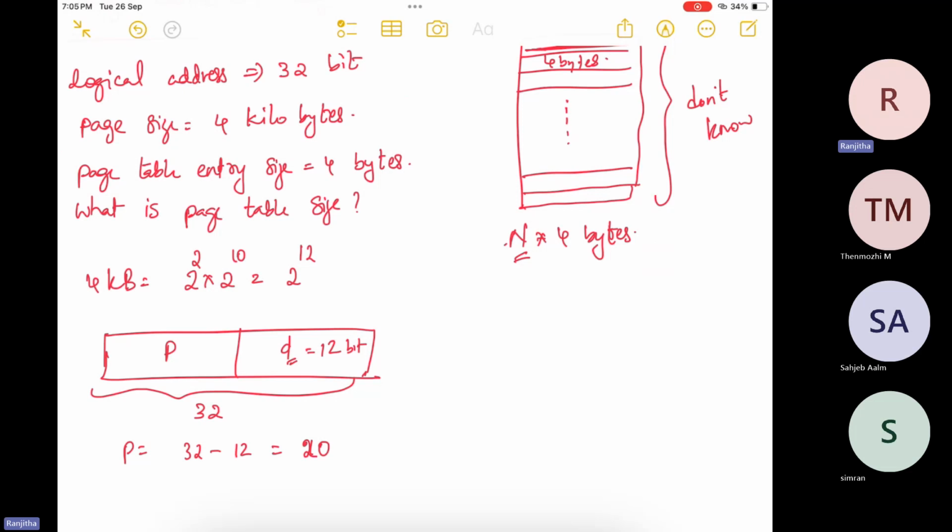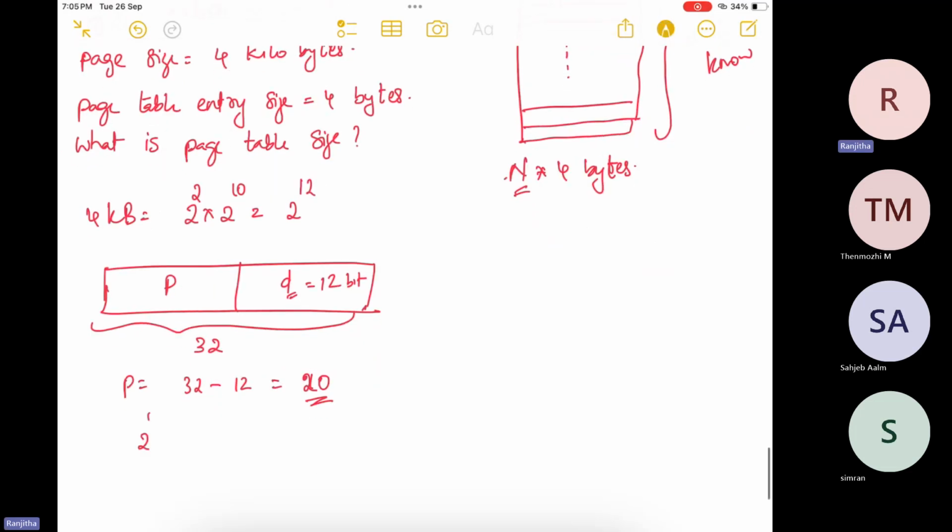Okay. So with 20 bits, we can have 2 power 20 different pages. We can address 2 power 20 different pages. So n is 2 power 20. So the size of the page table will be 2 power 20 into 4, which is 2 power 22, which is again equal to 4 MB.